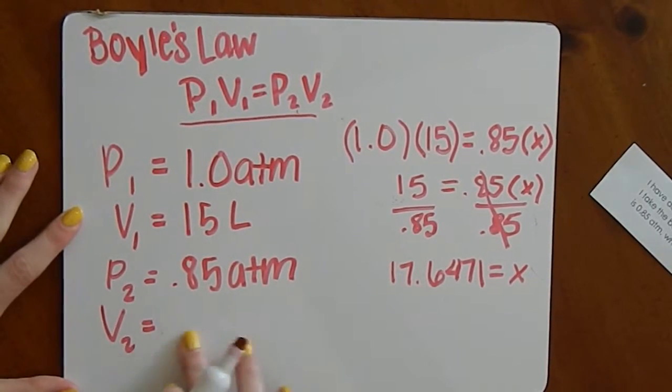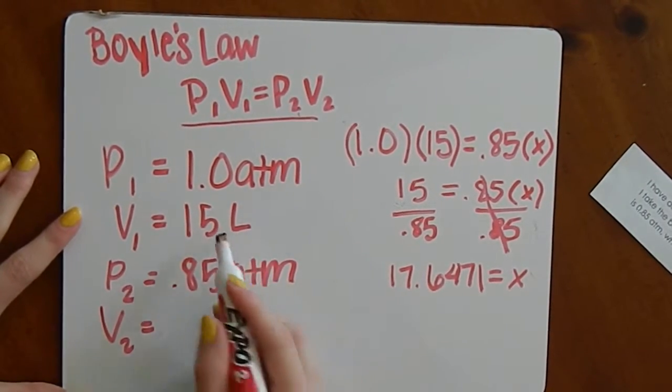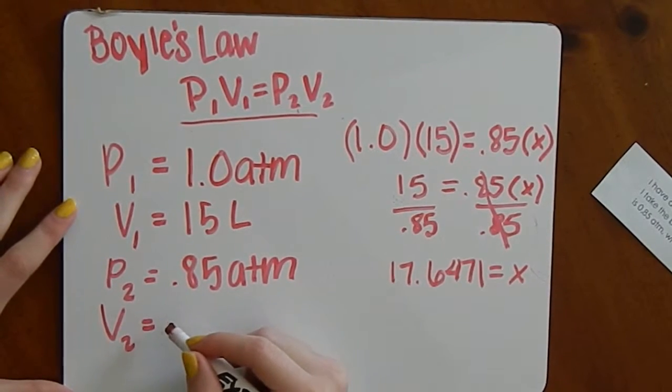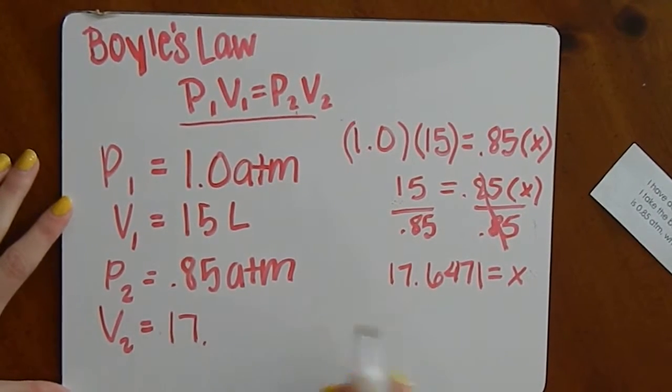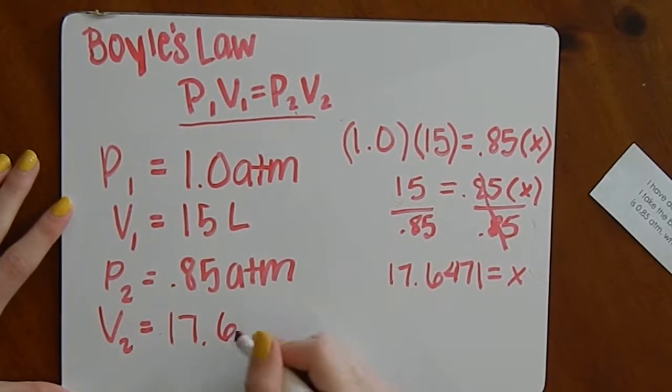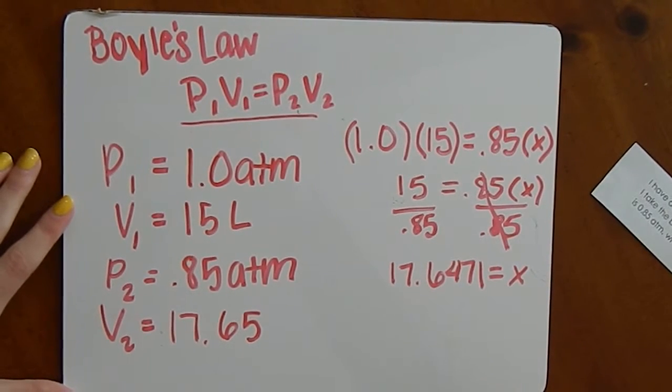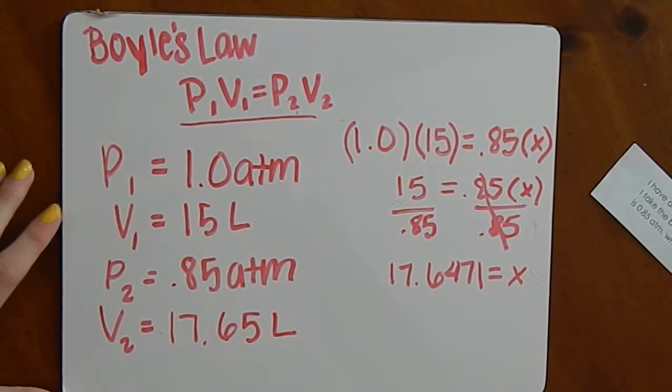and since this is in liters, we have to make both of them in liters. So it would be 17.65, since we're rounding it, liters.